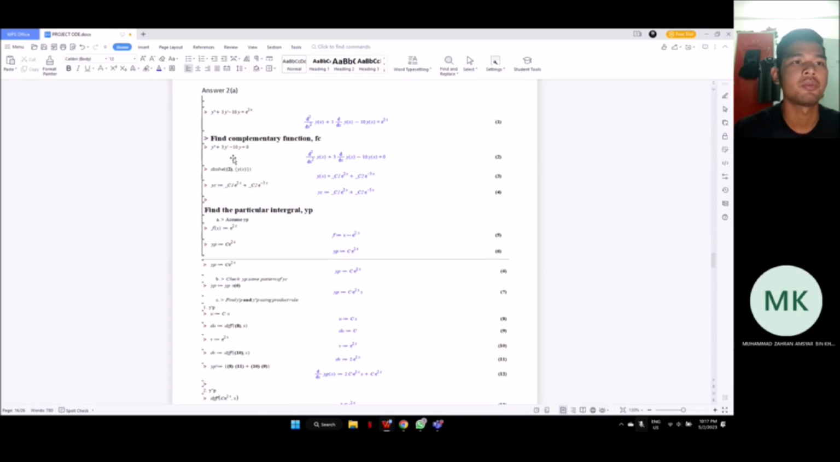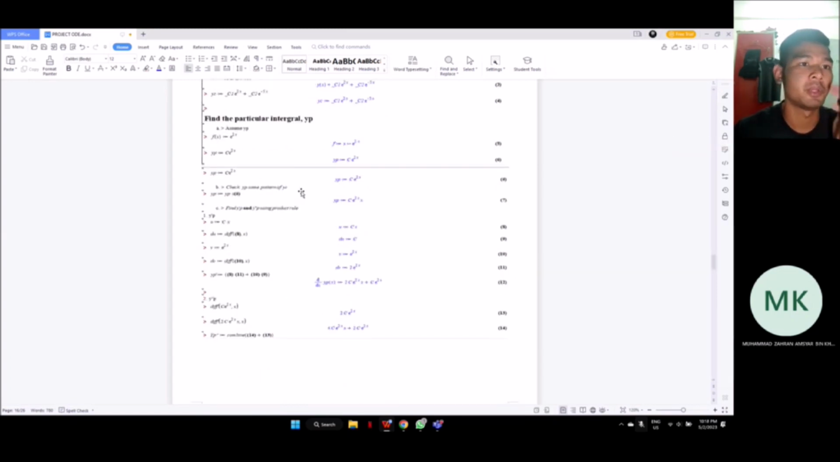The second one is I have to find the complementary function. So I put y double prime plus 3y prime minus 10y equal to 0. From this, I will solve the equation from line 2, and I got this one. Then I have to find the particular solution, so that the particular solution is f(t) times f.